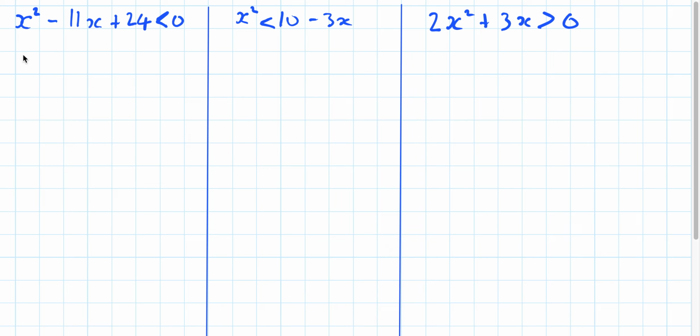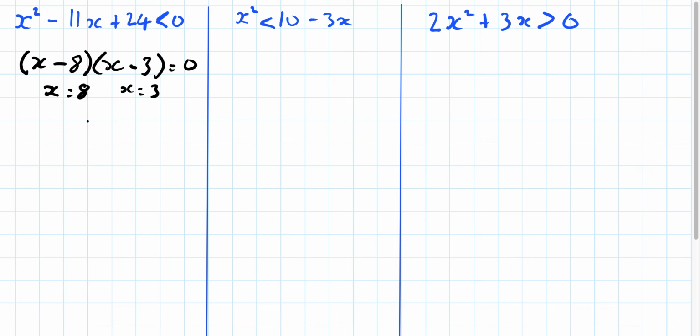So here, if I just solve this quadratic, I have x squared minus 11x plus 24. So two numbers that multiply to give me 24 and add to give 11: 8 and 3. So (x minus 8)(x minus 3) is equal to 0. So x is equal to 8 and x is equal to 3.